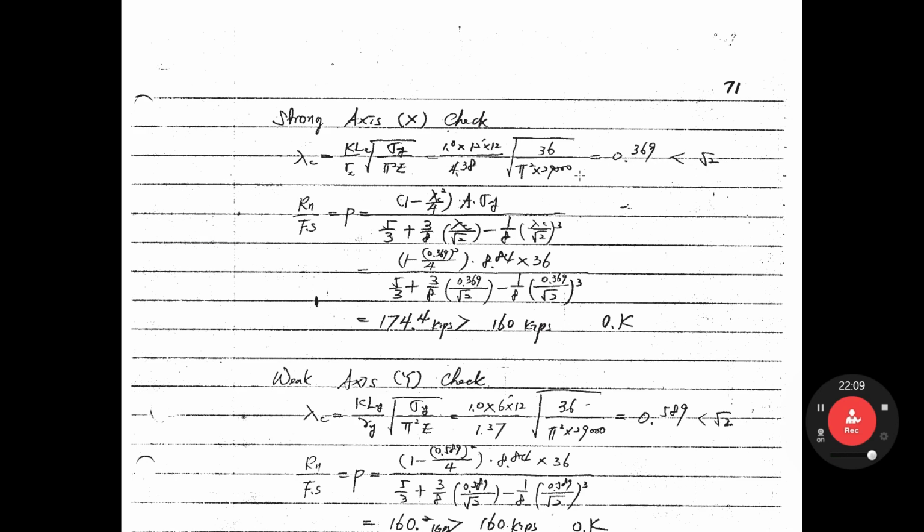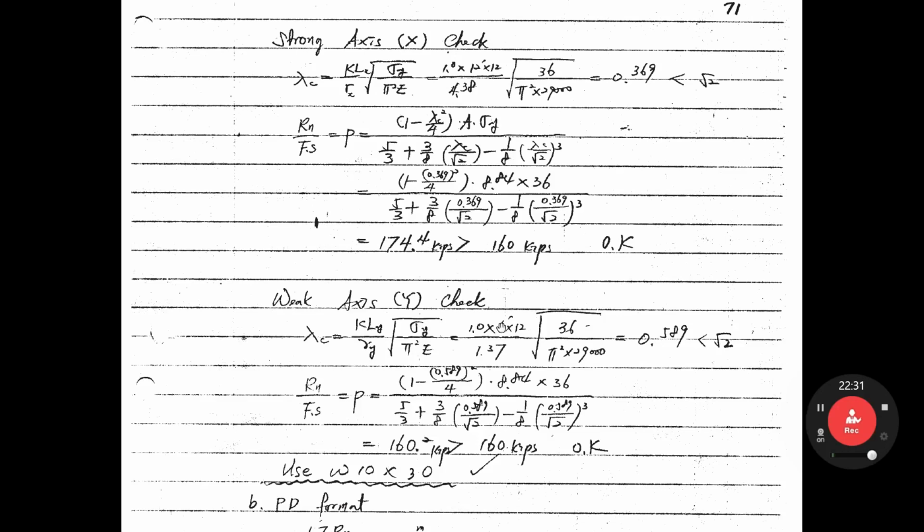So is it elastic or inelastic? Inelastic. So we have to use this curve. Input these values, every value, then you can get 174.4 kips, greater than 160. So okay. Let's calculate the weak axis. So in this equation, the different thing is that ry is different, and then the length is different. Strong axis is 12 feet, but in the weak axis we have some brace at mid height.